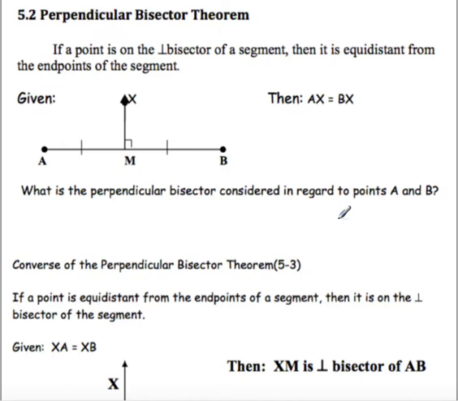The perpendicular bisector theorem says if a point is on the perpendicular bisector of a segment, then it is equidistant from the endpoints of the segment. So any point on this line XM is the same distance from A as it is from B. It asks, what is the perpendicular bisector considered in regard to points A and B? It's considered an altitude, like a height. If you were to connect the dots, you'd have a triangle and that would be the altitude of it.